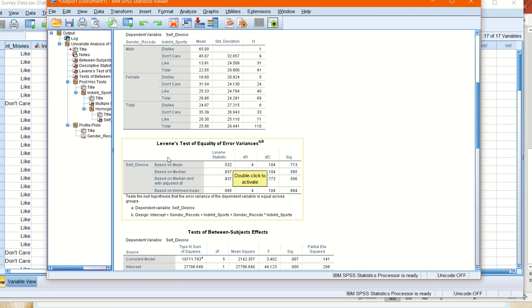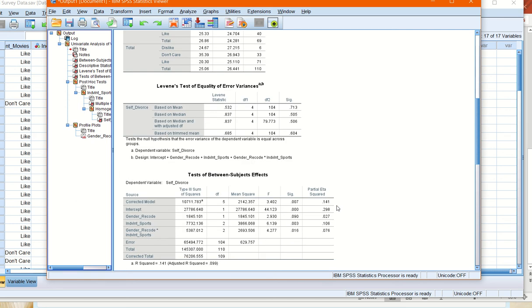Levene's test looks for normality, and this is a test seeing if your data is abnormal. And if it says that it's significantly abnormal, then that would mean that you don't have a good sample. So in this case, you do not want to have a significance, and we do not, so that's good.